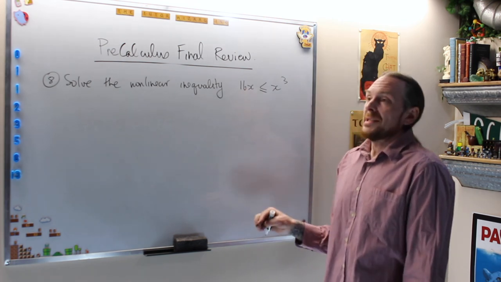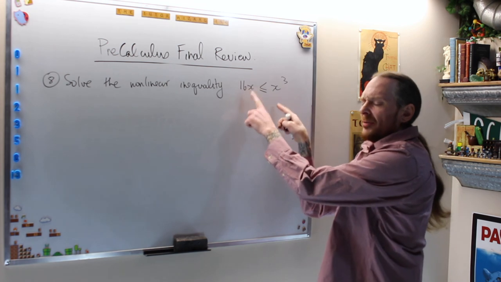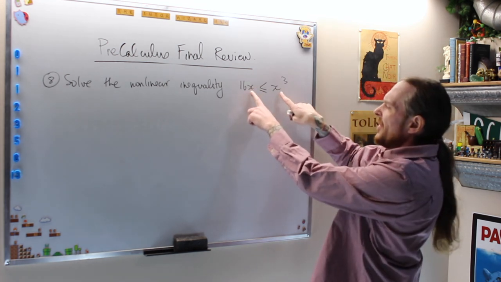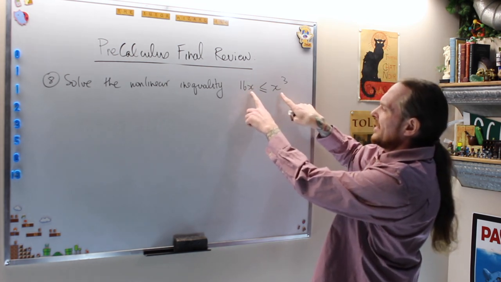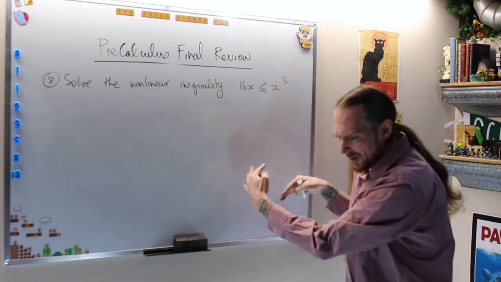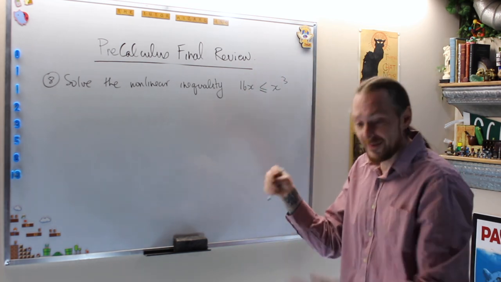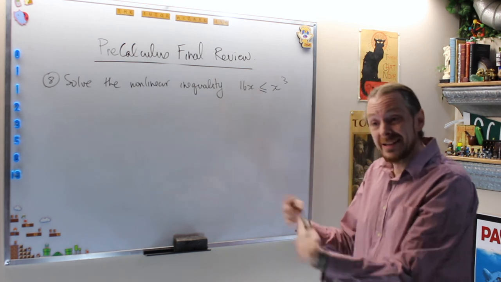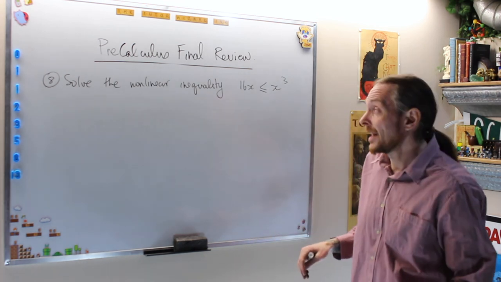The strategy always is don't try to divide by your variable. You'll divide out by this. Everyone wants to divide by x and get 16 is less than x squared and then square root. This is not how we do this. Bring everything to one side, factor it into linear factors, make a table, find out when it's positive or negative.